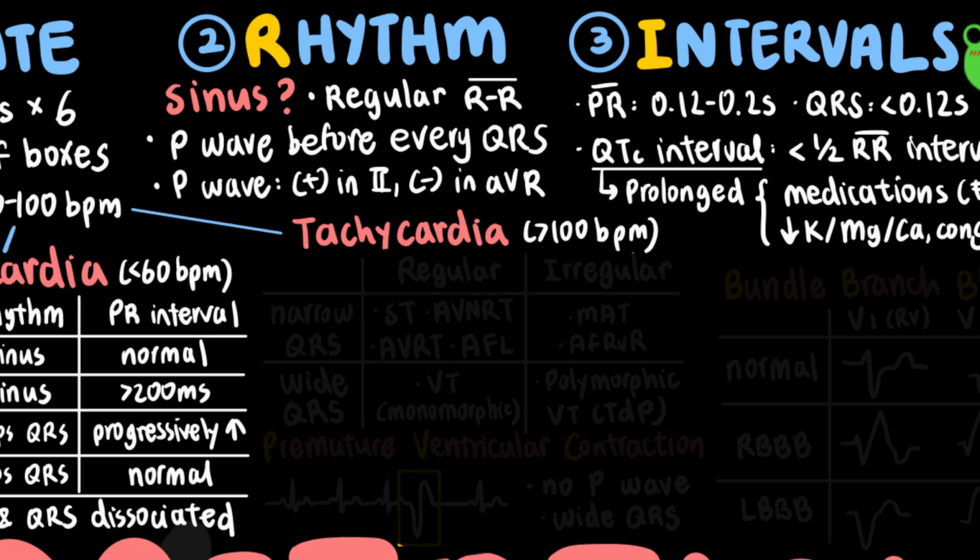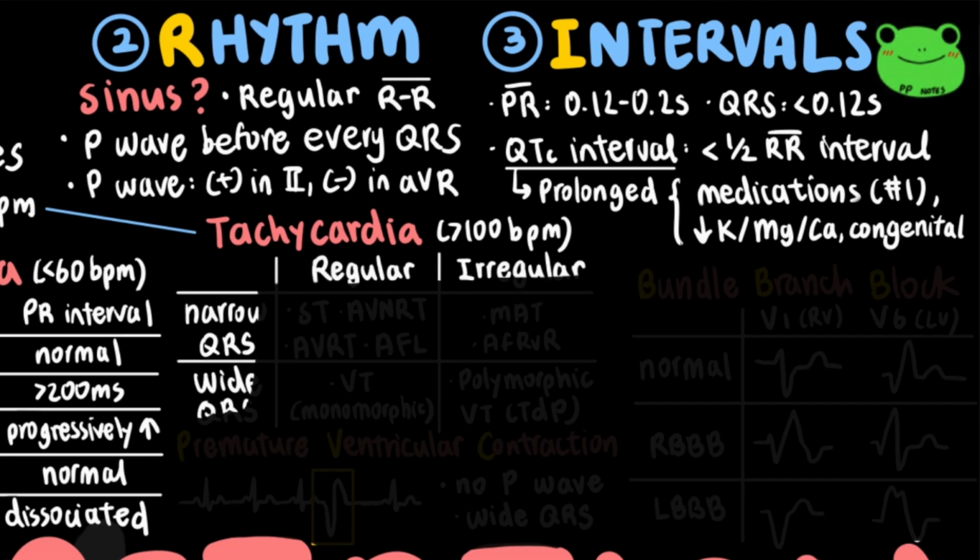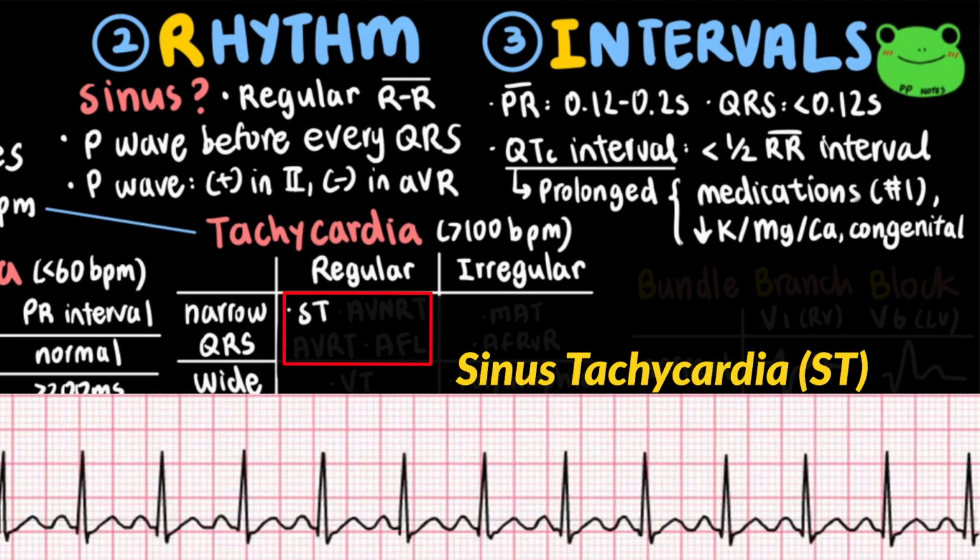Now let's classify tachycardia, which we define as a heart rate greater than 100 beats per minute. We organize tachycardias based on 2 things: the rhythm regularity and the QRS width. First, regular narrow complex tachycardias. Sinus tachycardia is the most common. It's usually a normal response to fever, exercise, or anxiety. You'll see upright P waves before every QRS.